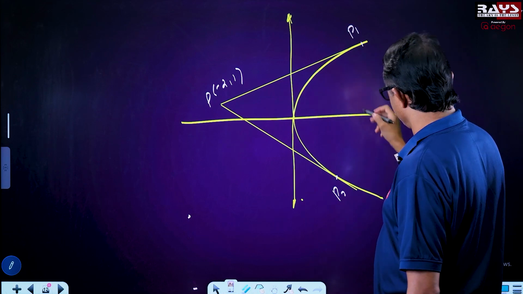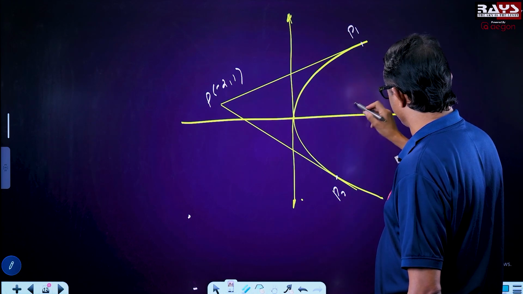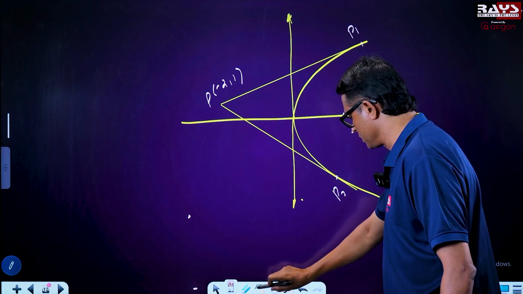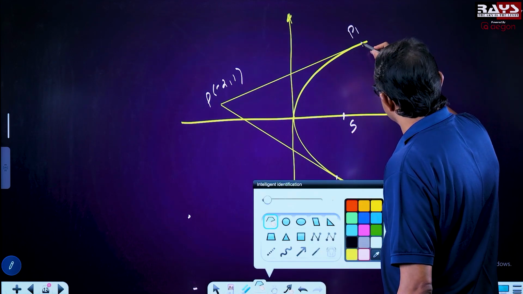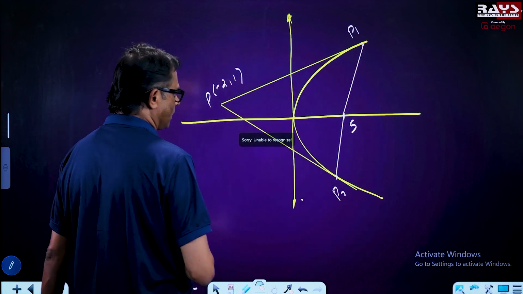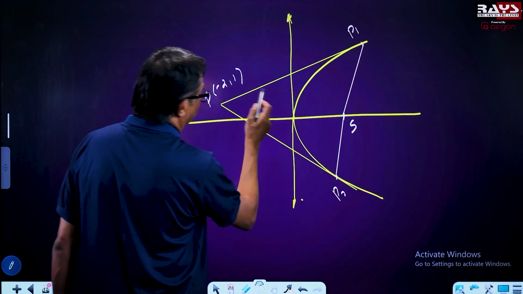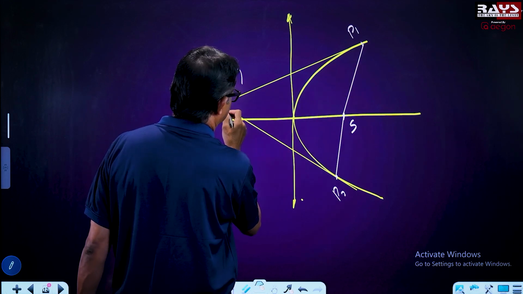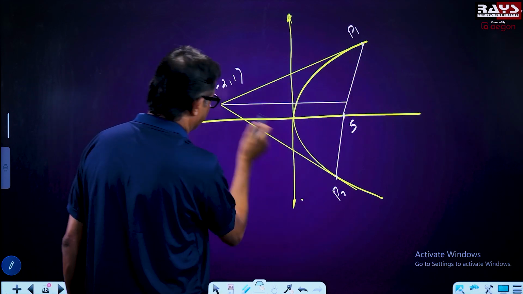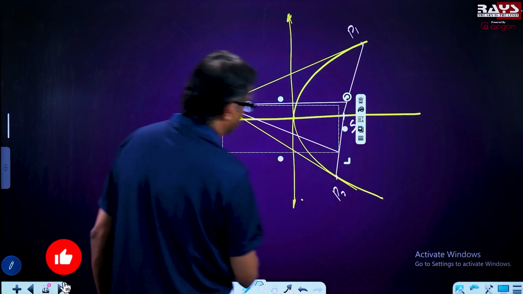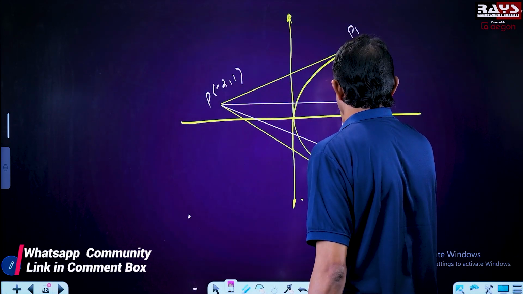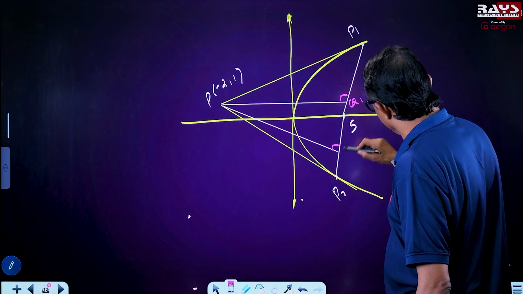Now suppose this is S. Suppose S is somewhere over here. So this is the focus. This line I am joining, SP1, and again this I am joining, SP2. And what to do next? They are telling us to draw a perpendicular to this SP1. Suppose this is the perpendicular, and again we draw one more perpendicular to the other line, another perpendicular. Now, this is 90 degrees and this is 90 degrees. Assume that. So this is the point Q1 and this is the point Q2.